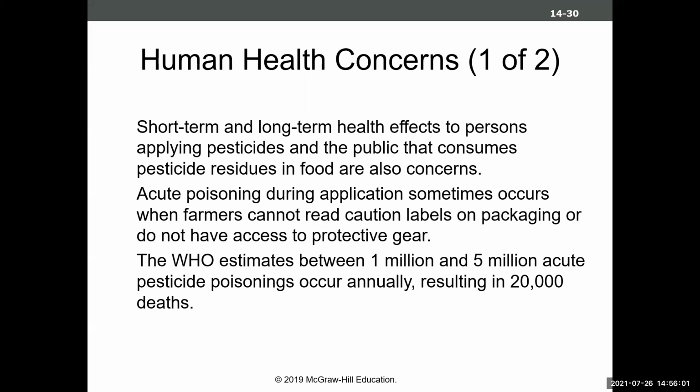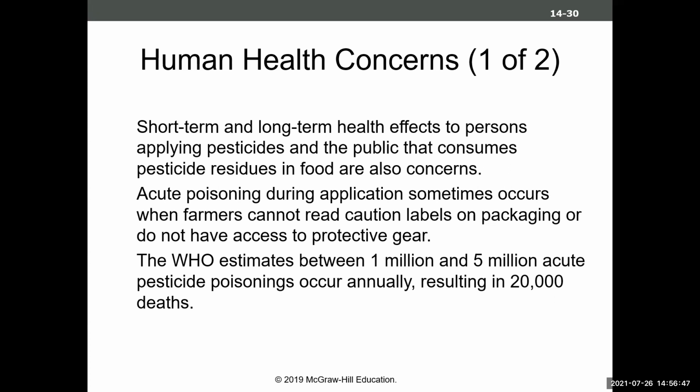Okay, now looking at human health concerns. When we apply these chemicals, these pesticides, to our crops, we're directly putting it on our crops, and we're also allowing it to be present in ecosystems, be blown around, etc. Some of these pesticides persist, some of them don't persist. And so what we end up with is the potential for short-term and long-term health effects to the people that apply these pesticides, and then to the people that consume the products that these pesticide residuals were on.